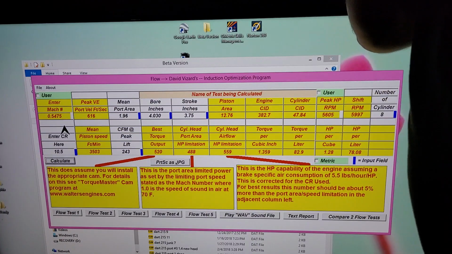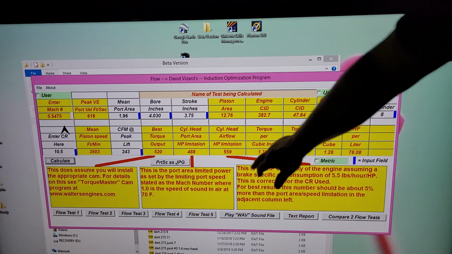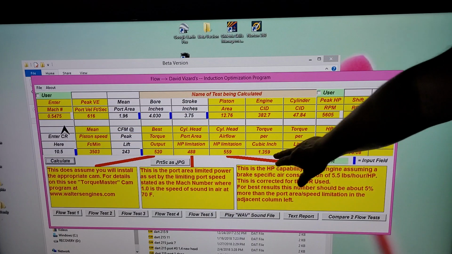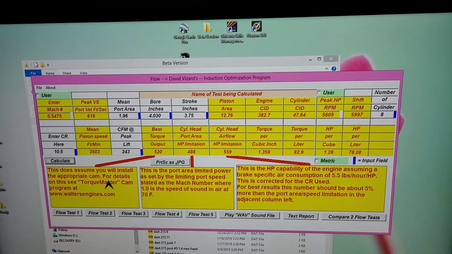Cylinder head airflow limitation, 559 horsepower. Now, if we think back, Larry Moe had 250 CFM on the 041X heads and was getting 580. As crazy as that sounds, that is attainable. And notice the torque per cube, 1.35. I'd actually like to get that up over 1.4, but that's not a bad number. 1.359 is not bad. That's 1.28 horse per cube.